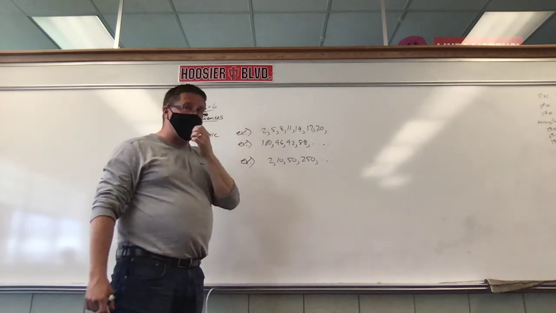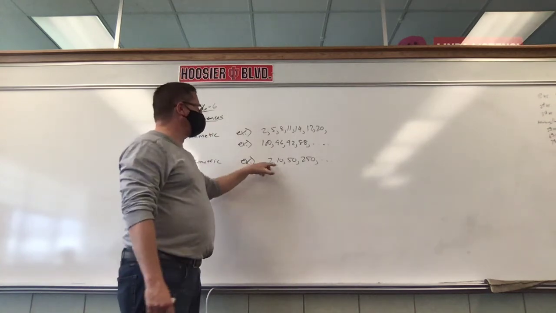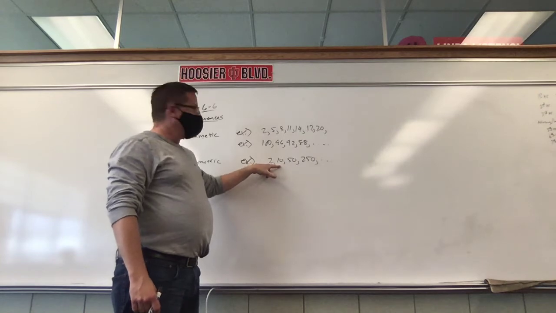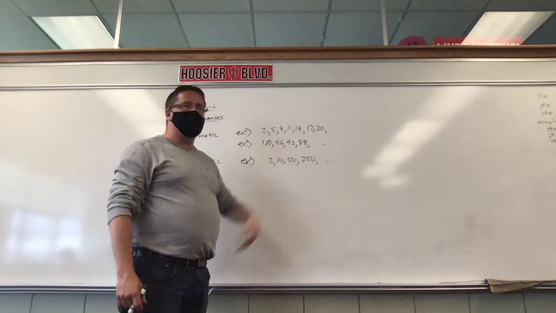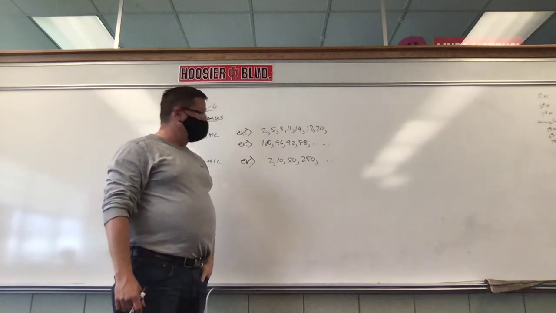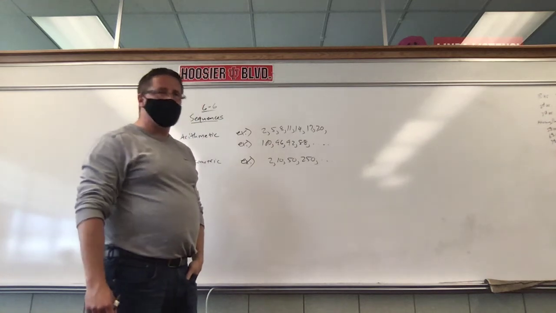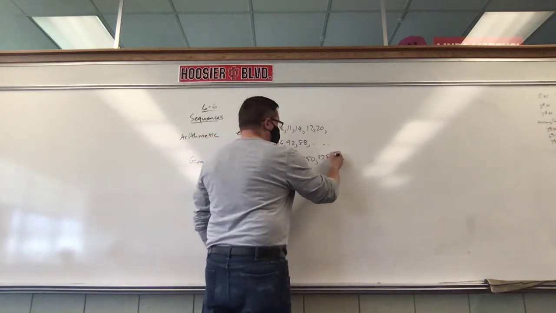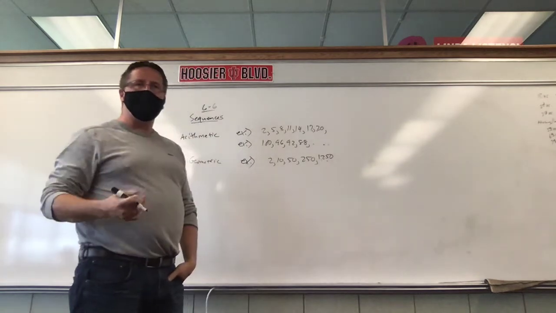So I'm not adding the same thing, but there is a pattern. How else can I go from 2 to 10? Instead of adding, times by 5. And then times by 5. So how do I get the next number? Times by 5. 250, and it's 1250 and so forth, okay? You don't expect to necessarily do that in your head, but hopefully you see a pattern, okay?